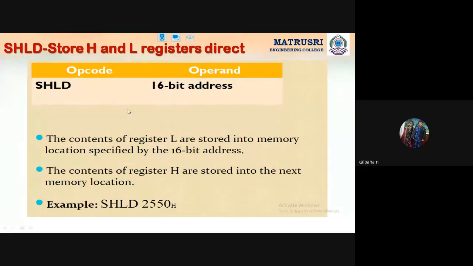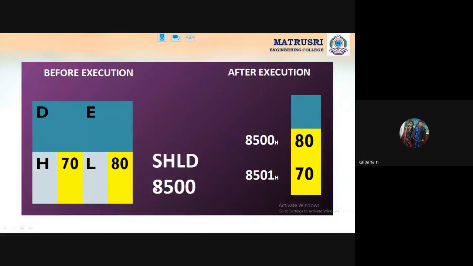SHLD means store HL register. With examples you can understand clearly. This is an instruction, SHLD 8500. Understand. HL consists of what? 70 and 80. So this 70, 80 is moving into where?